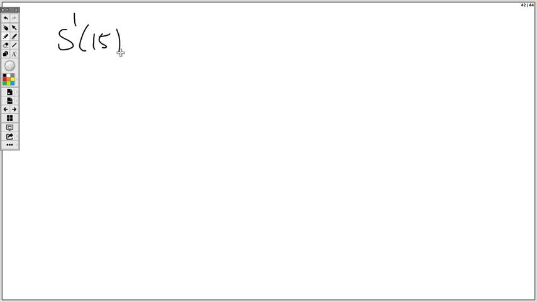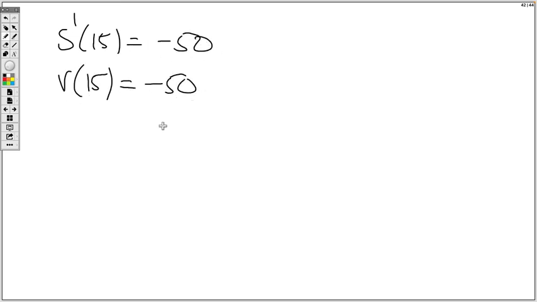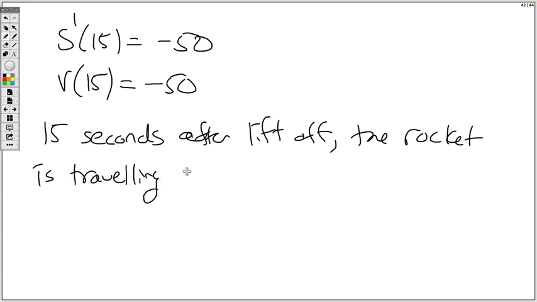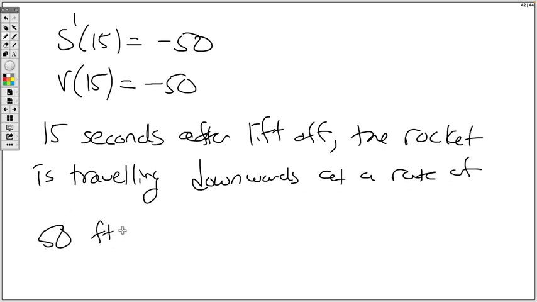So S prime of 15 equals minus 50 is the same as saying V of 15 is minus 50. This means 15 seconds after liftoff, the rocket is traveling downwards at a rate of 50 feet per second. So once again, that downwards we know is coming from that negative there. Make sense or not, folks?